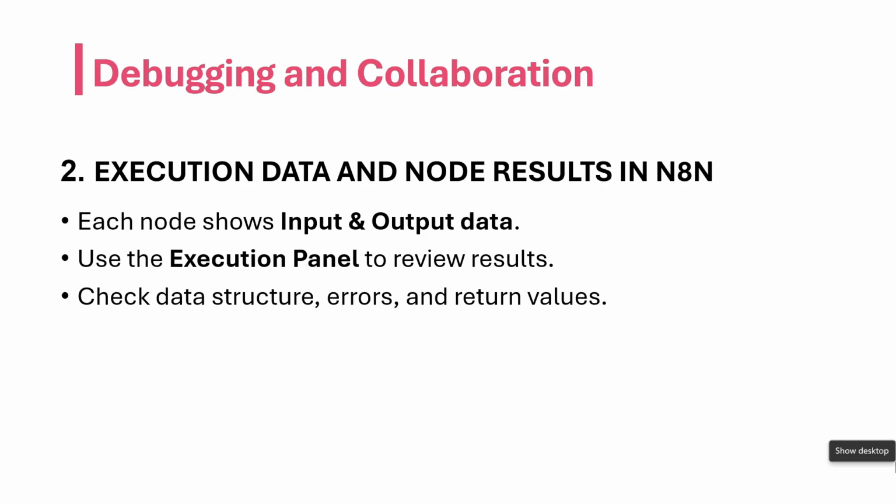When you execute a workflow or a single node, n8n shows exactly what data entered the node and what came out of it. You can view JSON inputs and outputs, making it easy to identify whether things are going wrong. For example, missing keys, wrong formats, or failed API responses. You can also toggle between nodes to trace how your data evolves through the workflow.